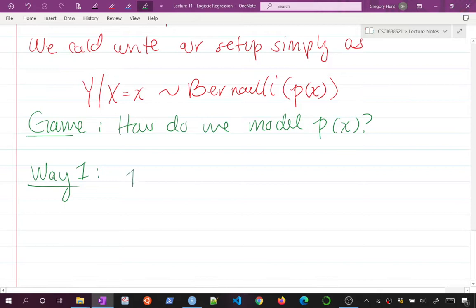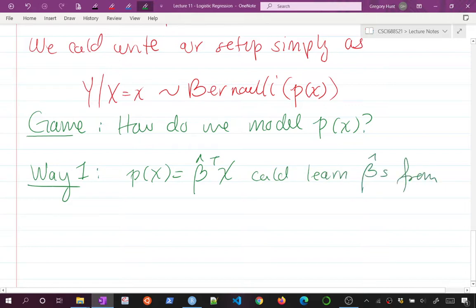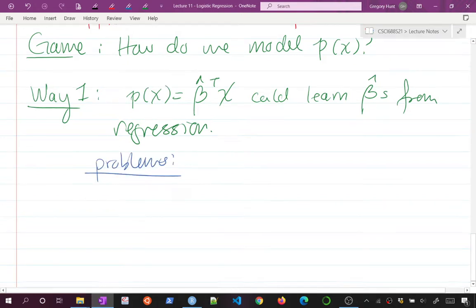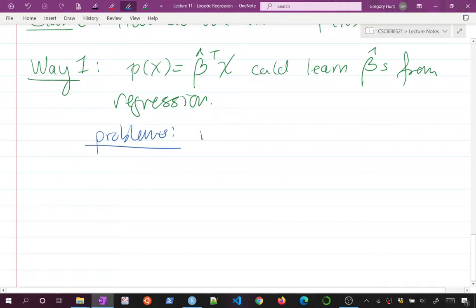So one way I could do it is just say, okay, p of x is some linear function of my covariates, something like that. And let me even write this simpler. Let's just call it beta hat transpose x. Maybe x includes an intercept term. It doesn't really matter. And I could learn my beta hats from regression. And we talked about this a little bit at the end of last lecture. One of the problems that we can get is what we call masking.